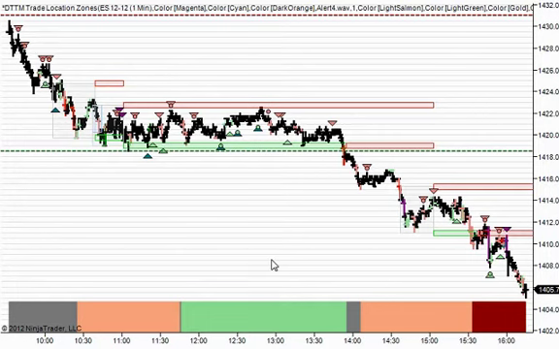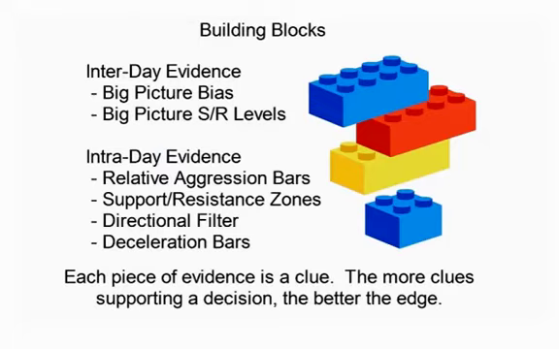Here's the ES, the S&P market, with all of the different pieces of evidence or tools that we use on a given day, and I'm going to go through this and help make sense of it in just a moment. But I wanted to start from the idea that the software and the way we look at the market involves some bigger picture or intraday evidence, and then some real-time shorter term evidence. Within each of those, we look at our bigger picture bias and some big picture support resistance levels. We also look at a few things: deceleration bars, a directional filter, and real-time support resistance zones.